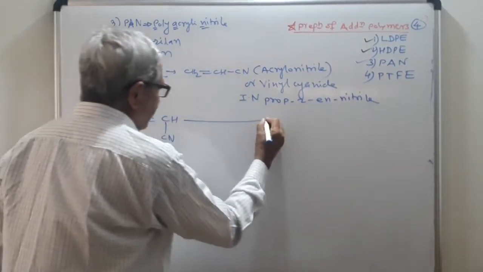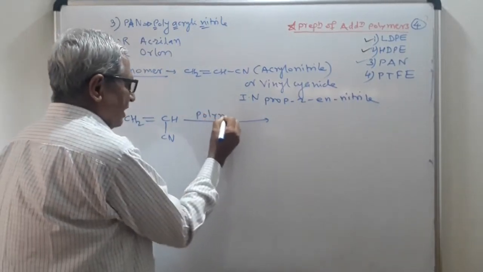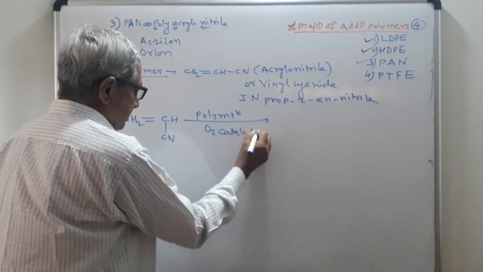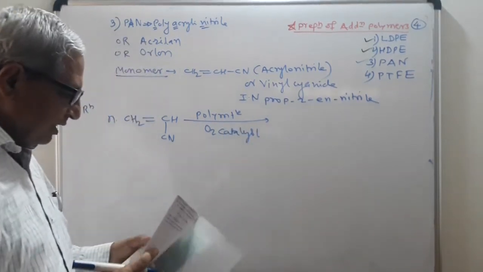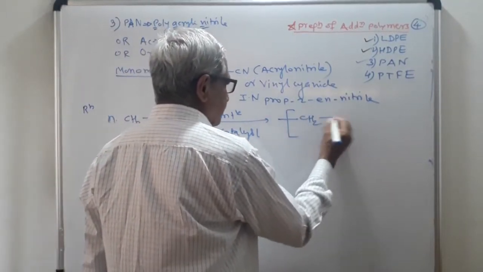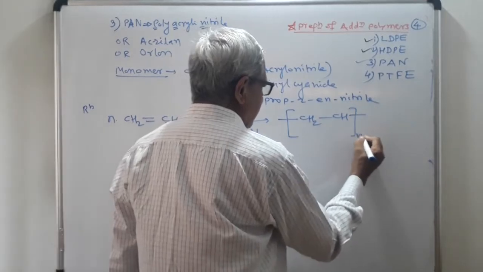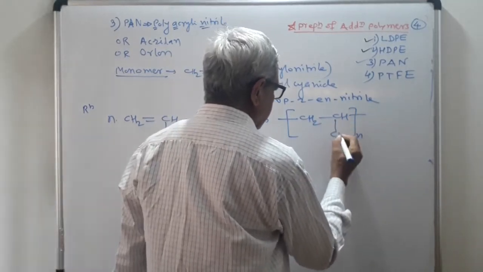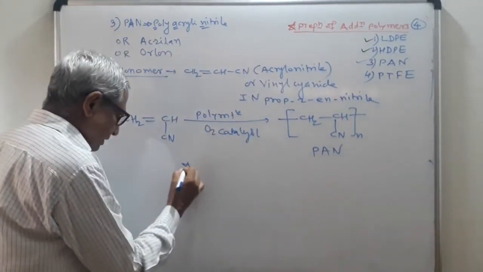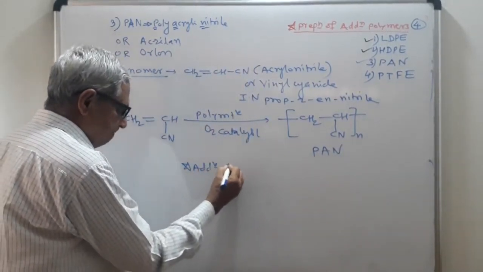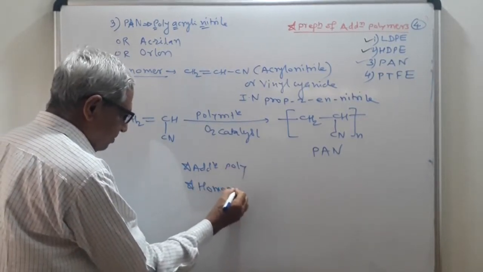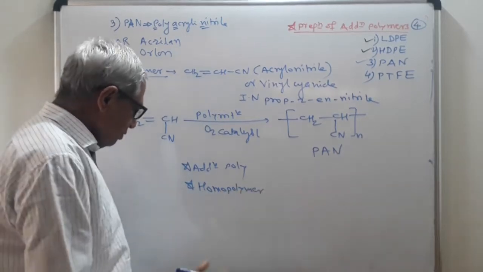n molecules will be there. This process is a polymerization process. It is carried out in presence of an oxygen catalyst at high temperature and pressure. Therefore, n molecules will be combined here. We will get CH2-CH(CN) repeated n times, and that is called polyacrylonitrile. First point, it is an addition polymer. Second important point, it is a homopolymer. So these are the important points here.